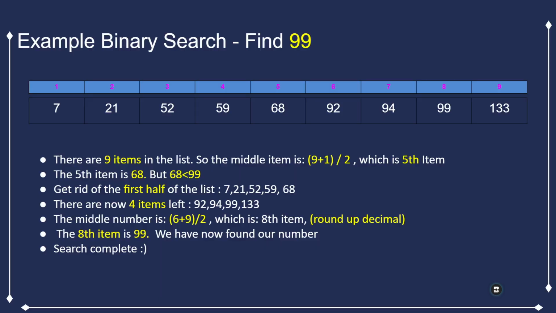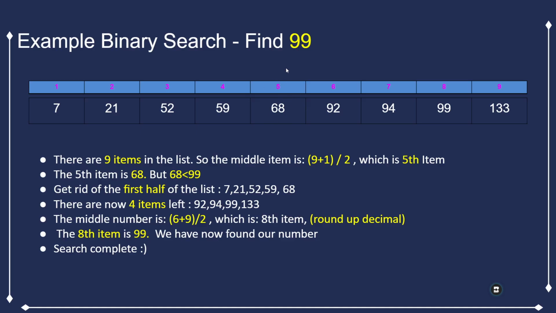So here is an example. In front of you, you can see there is a list of numbers. It is an ordered list, and we are looking for the item 99. So the first step is to find the middle item, right? How to find the middle item? You just add the position of the first item and the position of the last item, so 1, 2, all the way to 9. So 1 plus 9 and you divide it by 2, it's going to give you 5. So the fifth element is what we are looking at, which is 68.